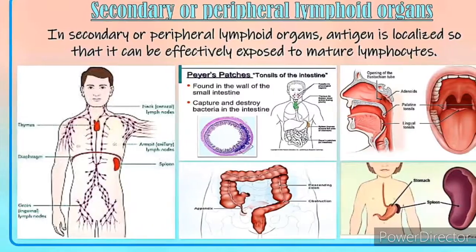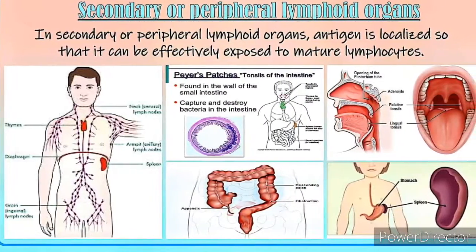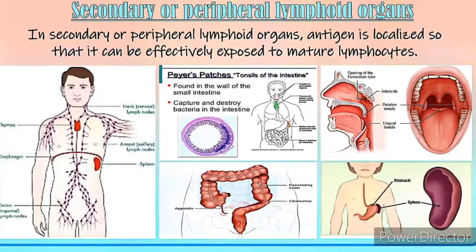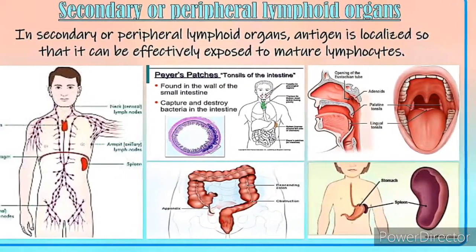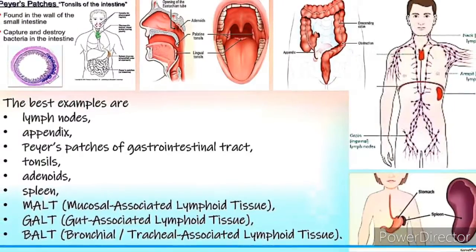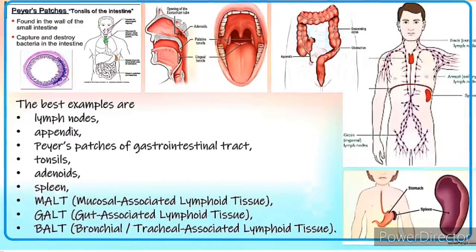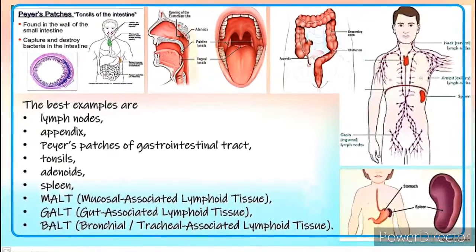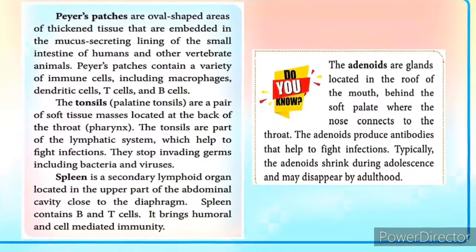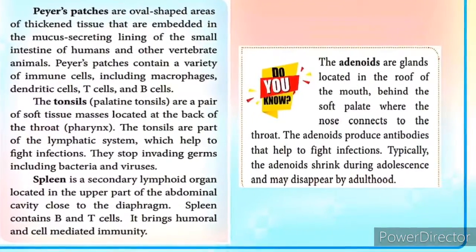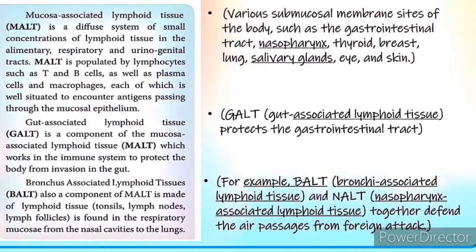Secondary or peripheral lymphoid organs. In secondary or peripheral lymphoid organs, antigen is localized so that it can be effectively exposed to mature lymphocytes. The best examples are lymph nodes, appendix, Peyer's patches of the gastrointestinal tract, tonsils, adenoids. Adenoids are the glands located in the roof of the mouth. Okay, spleen, MALT, GALT, BALT.